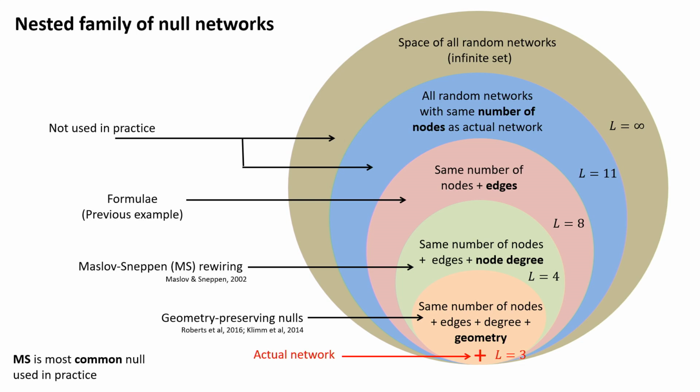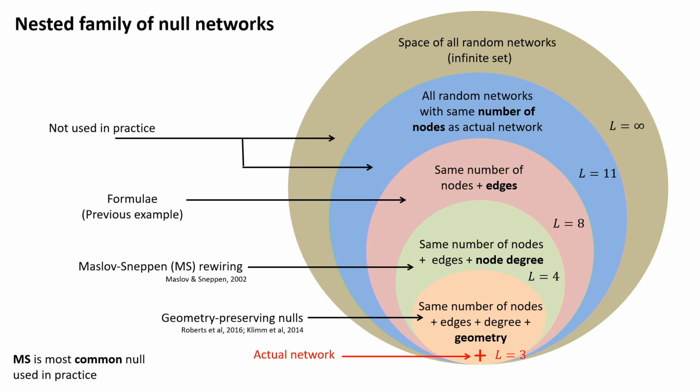Or we can say matched in the number of nodes, edges, and the node degree. So node degree is just the number of connections that come out of a node. And this is actually what we use most commonly in connectomics. It's the same number of nodes, the same number of edges, and the same node degree. And so we say, does our observed network differ in that case? And this can be generated using an approach called Maslov-Sneppen rewiring.